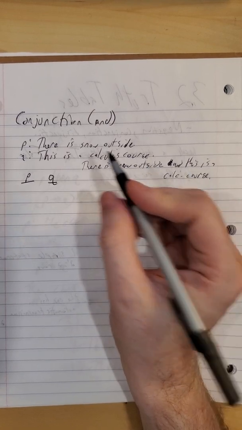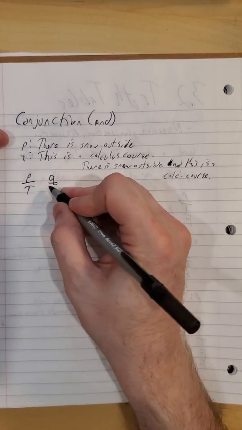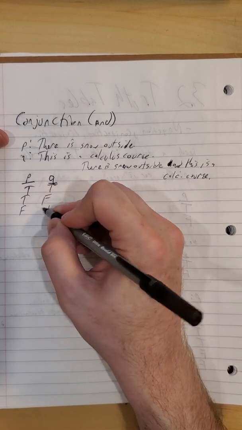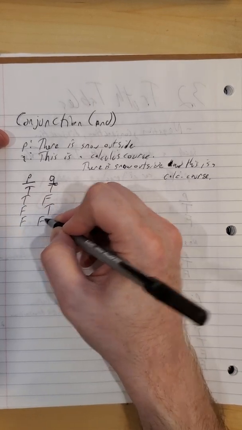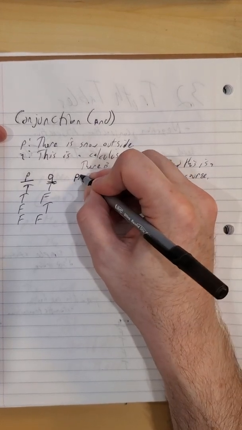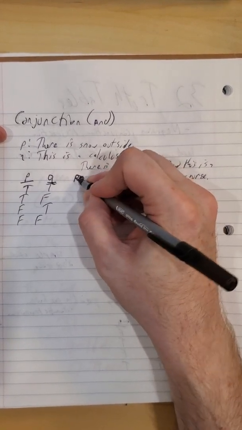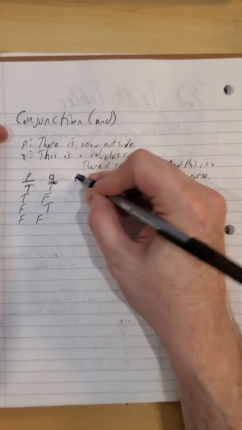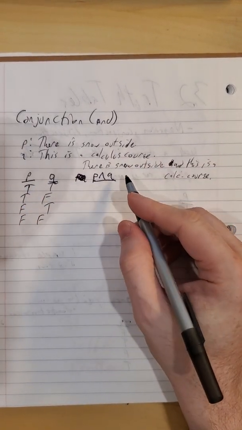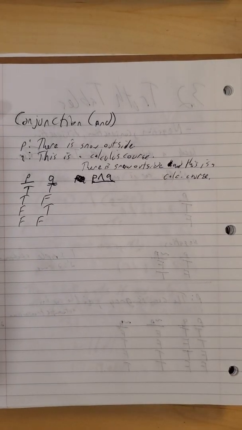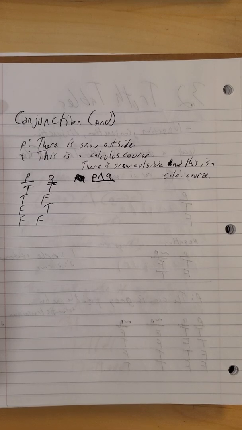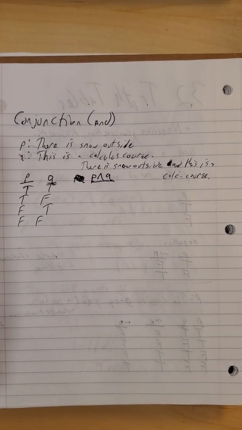I'll have to start with my original table of true, true, true, false, false, true, false, false. And then I'll make a third column with P and Q. I should leave a little more space in between there. So P and Q. Think of the and back in our set theory days. It had to come through on both or it was false.